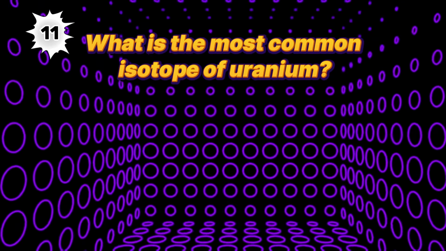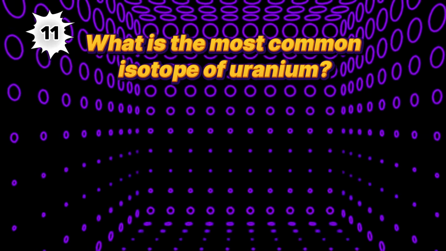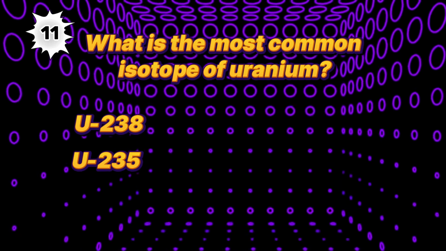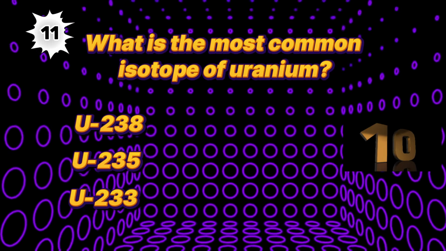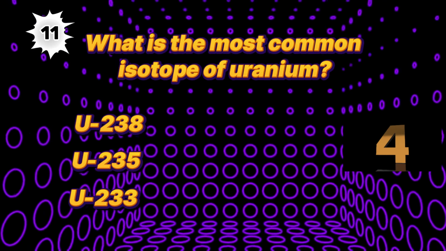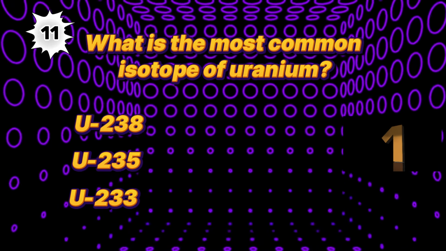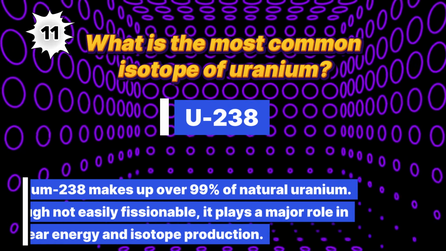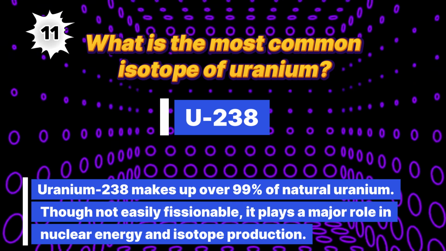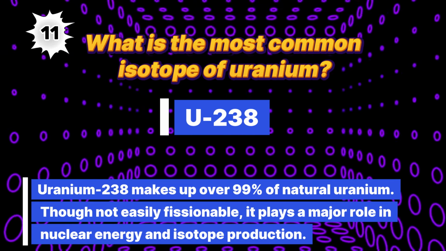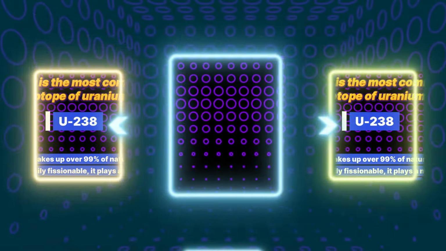Now, a question from nuclear science. What is the most common isotope of uranium? Let's check your atomic knowledge. Is it U-238, U-235, or U-233? The correct isotope is U-238. Uranium-238 makes up over 99% of natural uranium. Though not easily fissionable, it plays a major role in nuclear energy and isotope production.